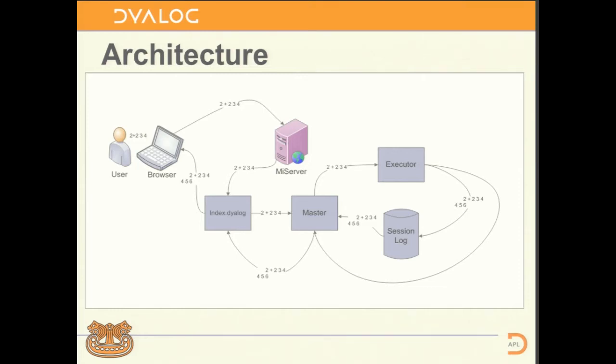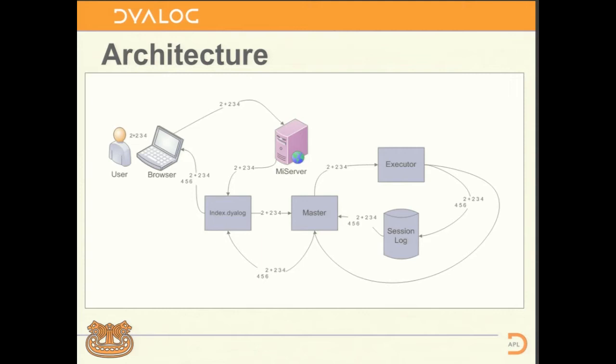It fires up a master task, which then takes your expression and parcels it out to one of several slave tasks that are running. The slave tasks are running independently so that if whatever the user types crashes APL, it's not going to affect anybody else's session. So that's what I'm calling the executor. That's one of several slave tasks.